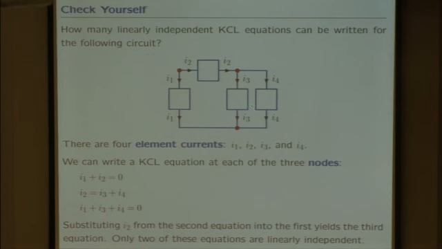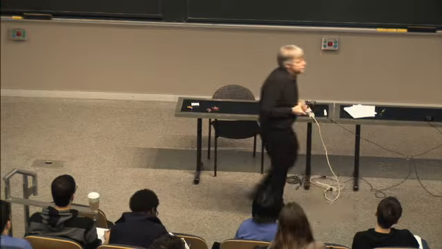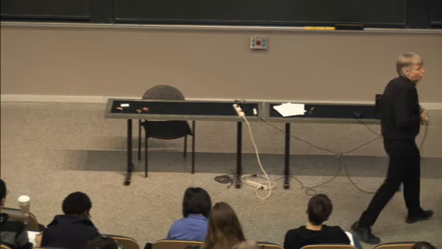There are three nodes. So we might be expecting three KCL equations. Here's one node from which you would conclude that the sum of I1 and I2 better be zero. Here's a node from which you would conclude that the current I2 better be I3 plus I4. And here is a node from which you would conclude that I1 plus I3 plus I4 is zero. So I can write one KCL equation for every node.